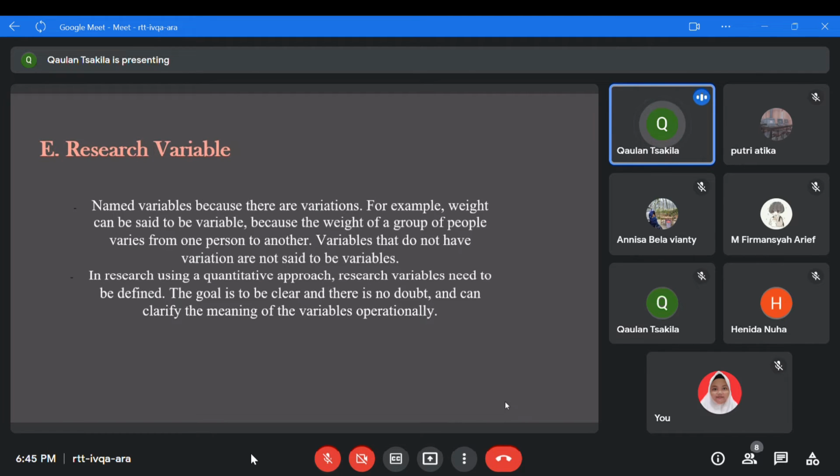E. Research variable. Named variables because they are variations. For example, weight can be said to be a variable because the weight of a group of people varies from one person to another. Variables that do not have variation are not said to be variables. In research using a quantitative approach, the research variables need to be defined. The goal is to be clear and there's no doubt, and to clarify the meaning of the variable operationally.